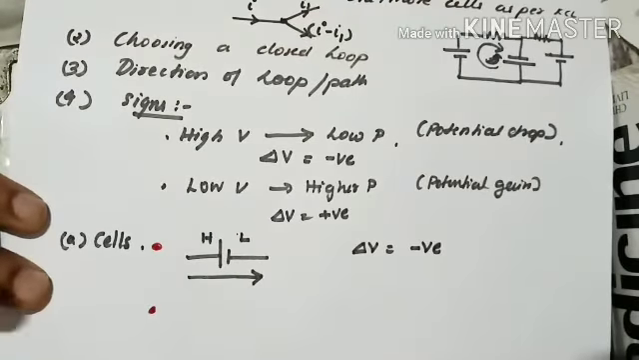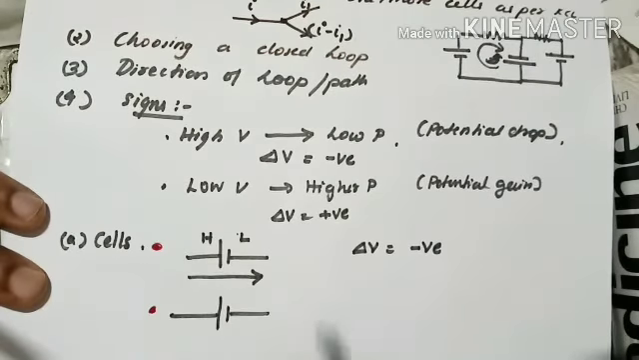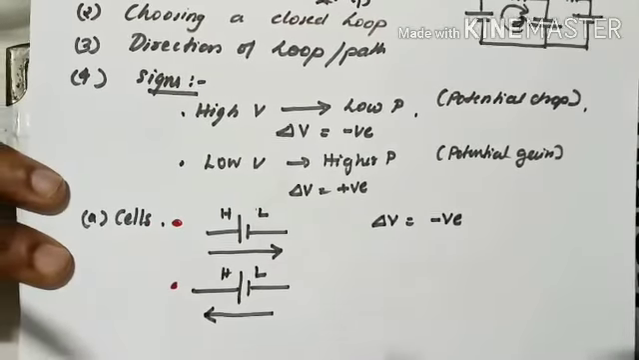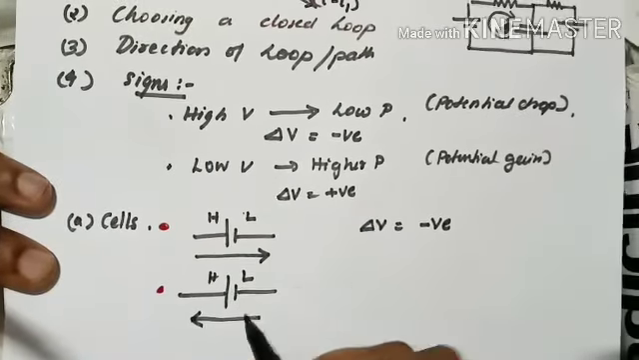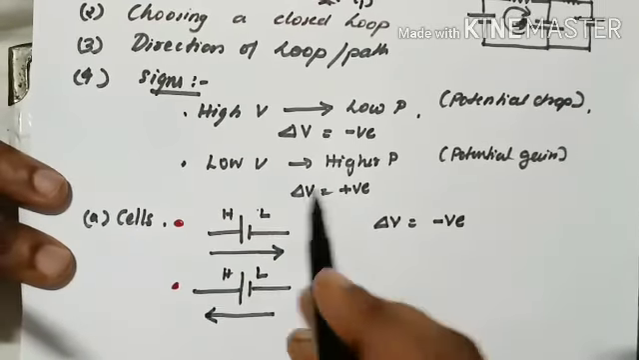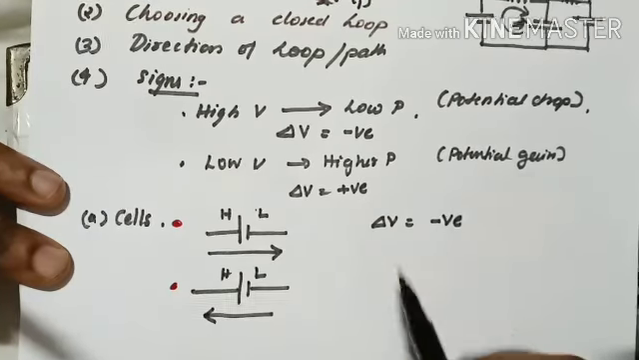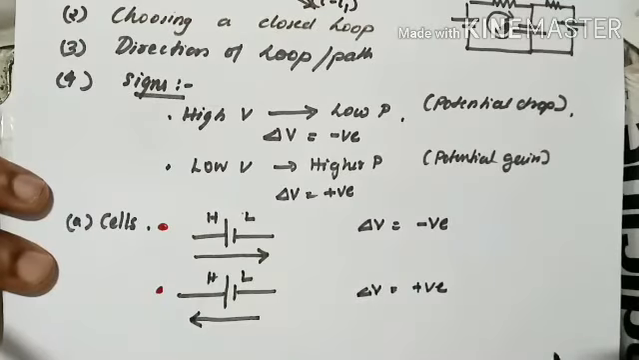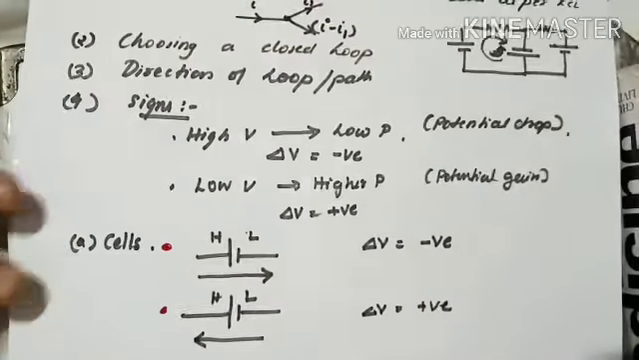Now another point, guys. Suppose this is high and this is low, but instead of moving from left to right, I am going to move from right to left. I am reading the circuit from this side to this side. So I am moving from lower potential to higher potential. What happens when I move from lower to higher potential? It is a potential gain, so delta V is positive.